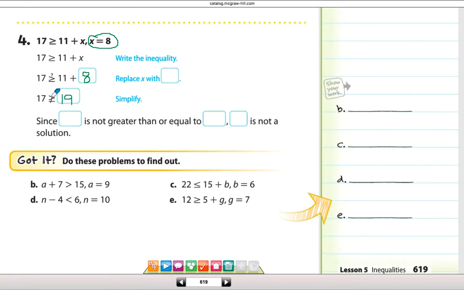It is not, and that's why they have the bar drawn through the inequality like that. It's showing it's not greater than or equal to 19. So we would say here, since 17 is not greater than or equal to 19, 8 is not a solution. So 8 does not work there. Go ahead and pause the video. I want you to try B, C, D, and E on your own.